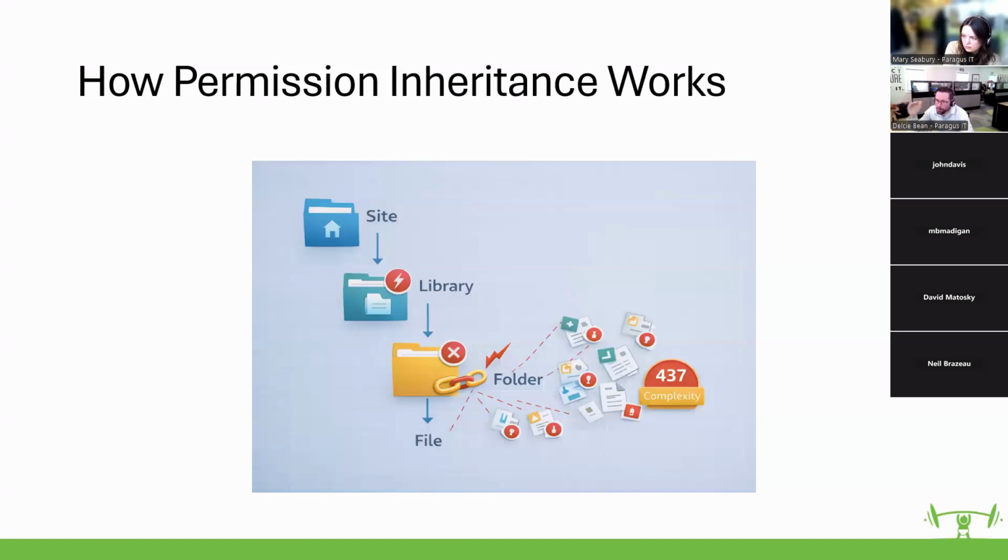However, when you start breaking it at the folder or even the file level, which is the worst possible level, permission changes should be avoided, except in the most exceptional cases. The higher you can set your permissions in the hierarchy, the simpler your environment remains. The lower you go, the more complexity that you're introducing. So keeping permissions as high as role-based as possible provides clarity, accountability, and long-term manageability.